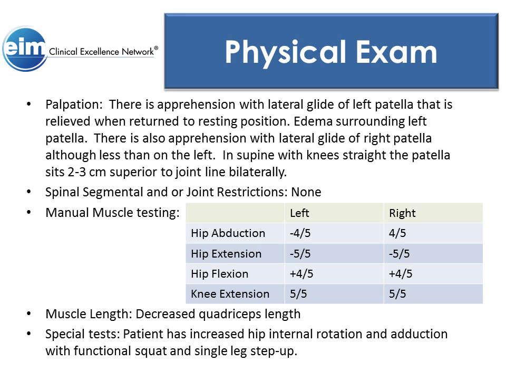And as you see here with the manual muscle testing, his hip abduction and hip flexion were actually the weakest, both bilaterally, and hip extension 4 minus out of 5, and knee extensions were both 5 out of 5. For his muscle length, he had decreased quadriceps length, and that was just performed with the Thomas test. And also with special tests, the patient had increased internal rotation and adduction with the functional squat and single leg step up.